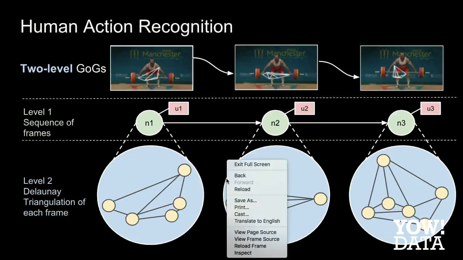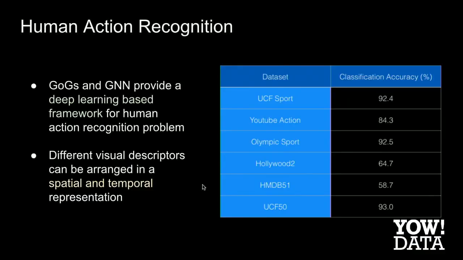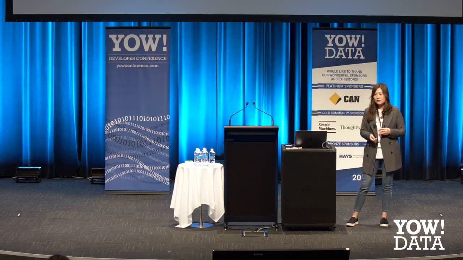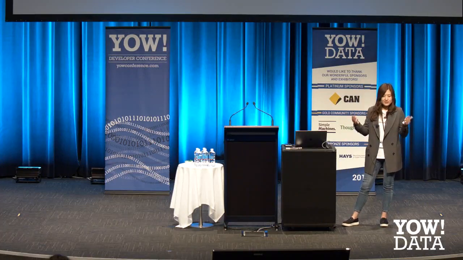The combination of the graph neural network and the graph of graphs actually helped us achieve some good results in some benchmark video data sets. But I think the more significant contribution is this deep learning framework for this particular problem, because you will see it's very flexible to replace, say, the Delaunay triangulation graph with some other contextual representations. Or you can use even more powerful visual descriptors to describe the coordinates on the frame. Or you can even extend the graph of graphs with more levels when necessary.